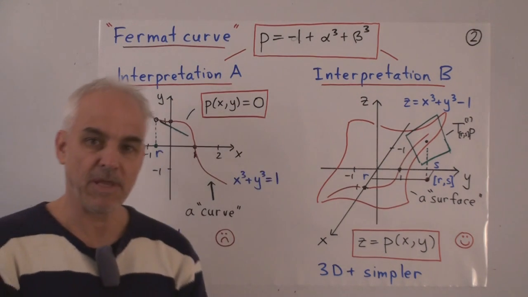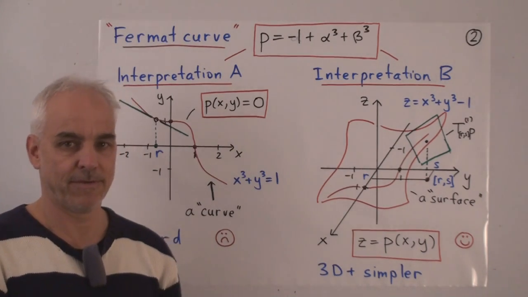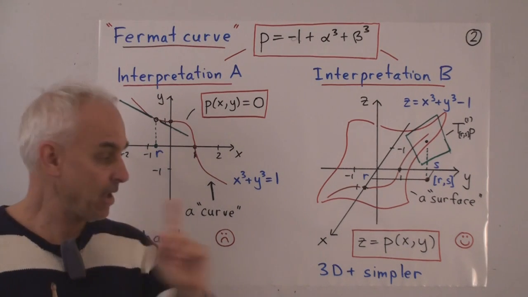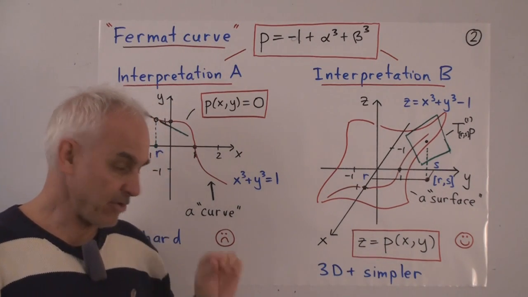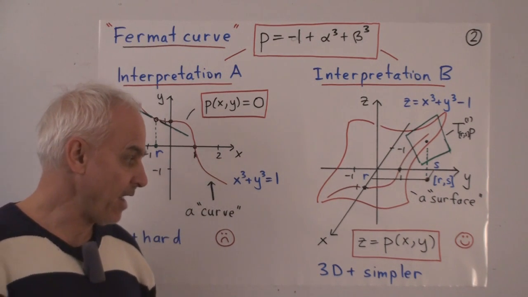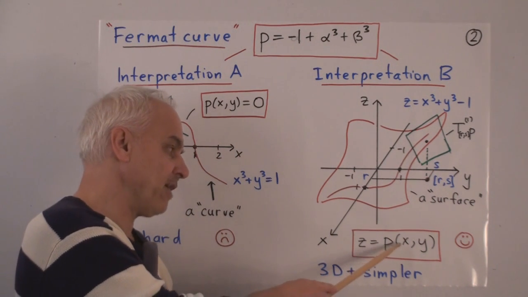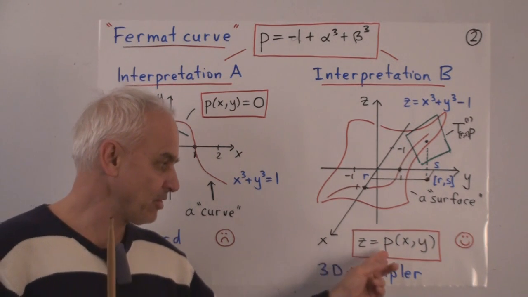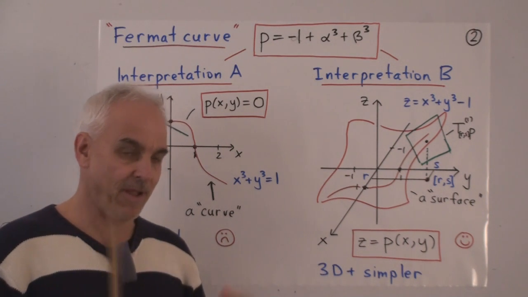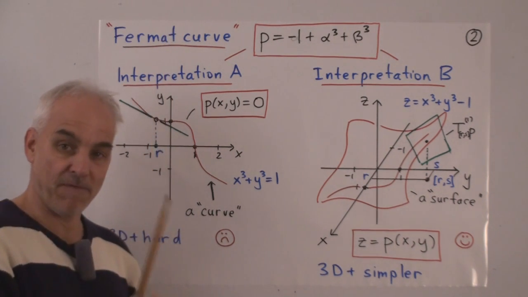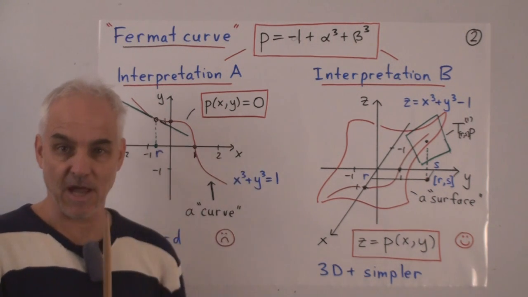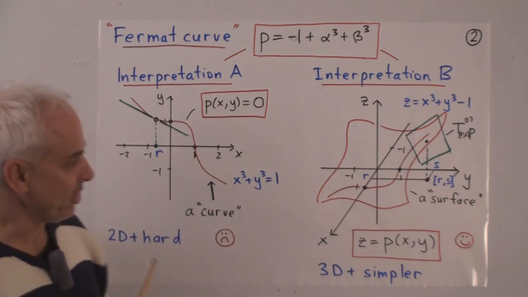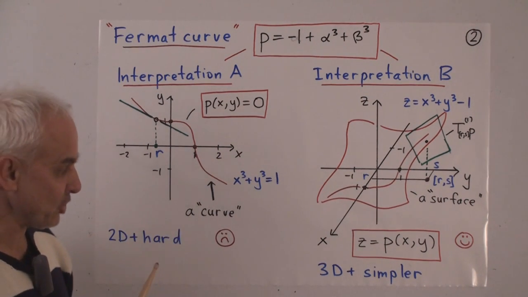Then there's also interpretation B, which is different. We take the expression now and we create from it a surface by essentially looking at this equation, by introducing a third variable z and thinking about the surface z equals p of xy. So for any two values x and y, we can compute p of xy, that's a number, and then that's going to give us the height above the point xy that the surface lies on.